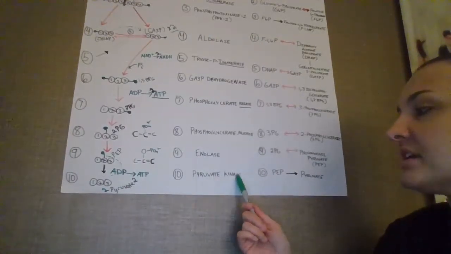So the enzyme that performs this last step, making us those 2 pyruvate, is going to be the pyruvate kinase, because again, we took away a phosphate here. Kinases either add or take away phosphate groups. And so we've gone from PEP to pyruvate.